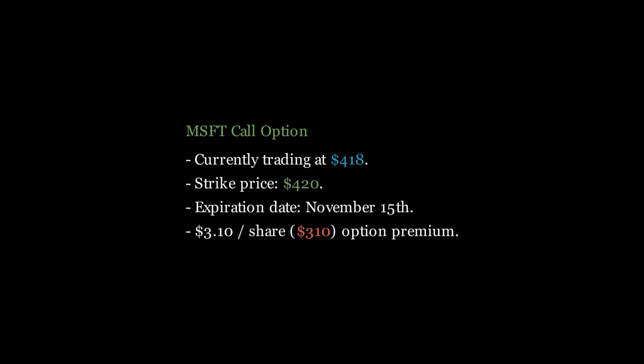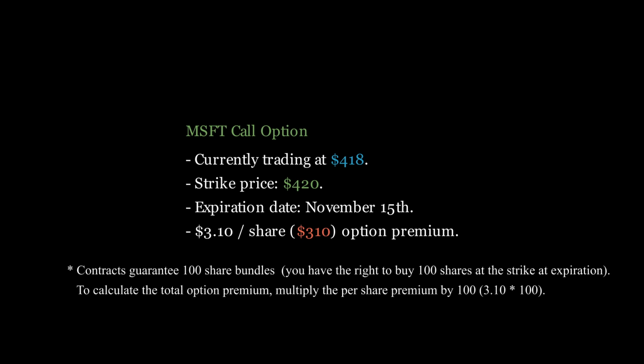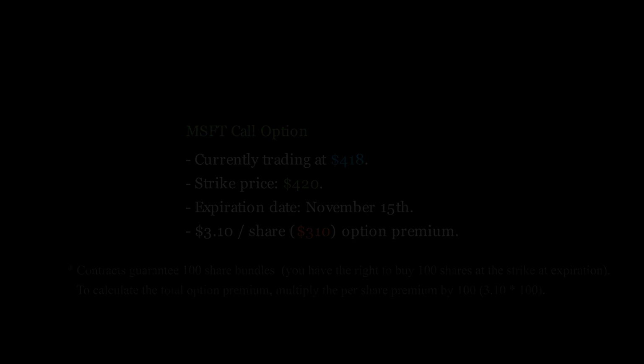Microsoft is currently trading at $418. The strike price of the contract is $420, the expiration date is November 15th, and the option premium is $3.10 per share, and since contracts come in bundles of 100 shares, the total premium is $310. For this option, let's plot the profit and loss curve.